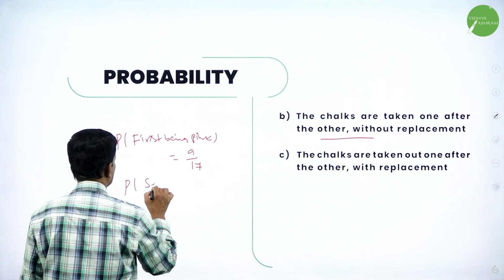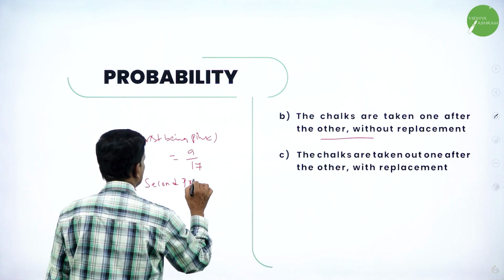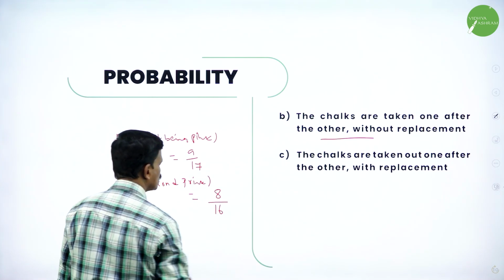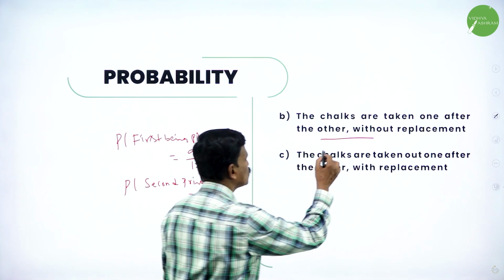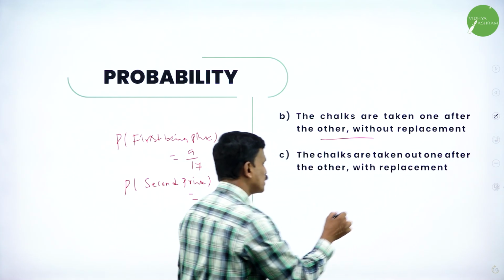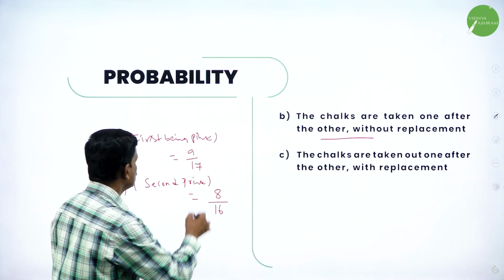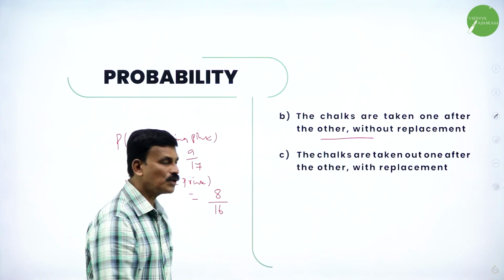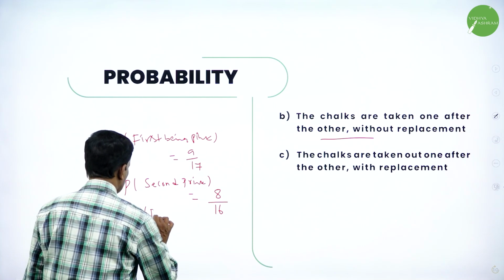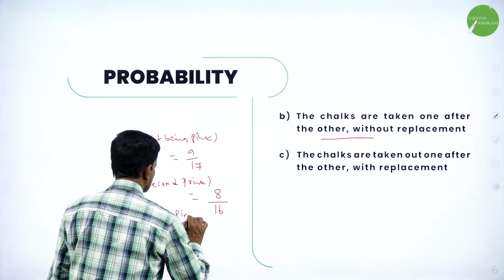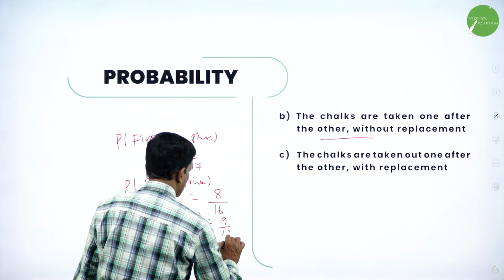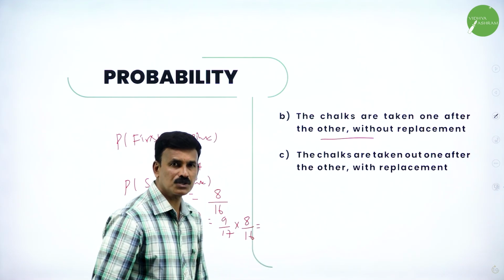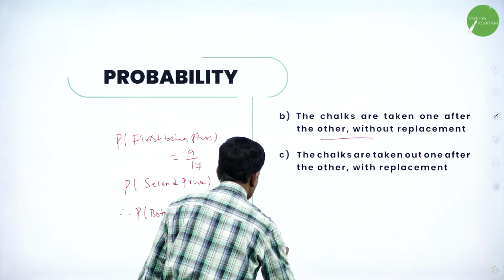Second, probability of the second also being a pink one. Second being pink is equal to 9 minus 1 is 8, divided by 17 minus 1 is 16. So the required answer is just to multiply these: 9 by 17 into 8 by 16. That's it. So the probability of both pink is equal to 9 by 17 into 8 by 16. Simplify this. What is this equal to? This is also equal to 9 by 34.